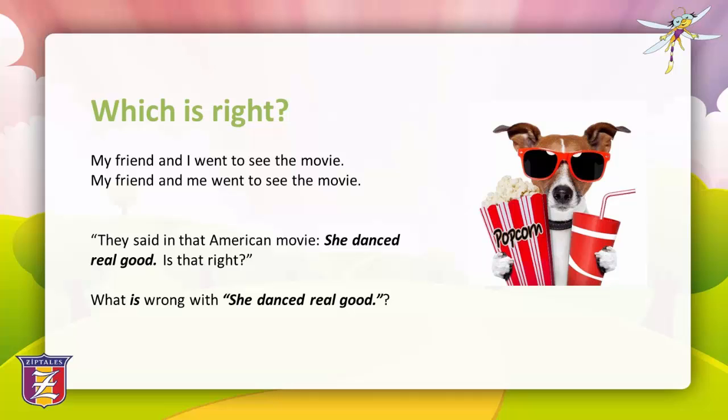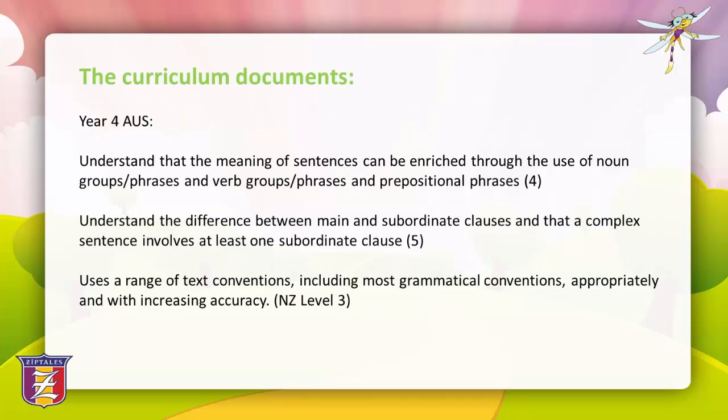These and other questions of grammar come up daily. Any correction or editing or proofing will throw up numerous issues of this kind. The curriculum documents clearly point to a knowledge of grammar as a desirable outcome. For example, Year 4, Australia. Understand that the meaning of sentences can be enriched through the use of noun groups, phrases, and verb groups, phrases, and prepositional clauses. Understand the difference between main and subordinate clauses and that a complex sentence involves at least one subordinate clause. Uses a range of text conventions, including most grammatical conventions, appropriately and with increasing accuracy. That's part of the New Zealand Level 3.